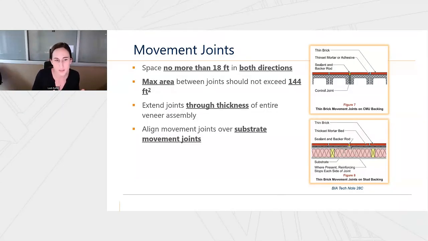We have seen some failures related to inadequate spacing, and also related to those last two bullets, which suggest that you need to have a joint extend through the entire thickness of the adhered veneer system, so your lath can't cross over that joint. And we need to make sure we're aligning those joints with the substrate. On figure 7, you can see that the CMU has a movement or control joint that's aligned with a joint in the adhered veneer. Those are some key elements regarding movement joints, and I think Daren has a good case study where we saw a failure regarding these, so that makes for a good segue to hand it off to him.